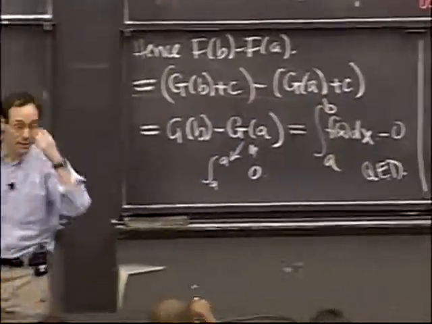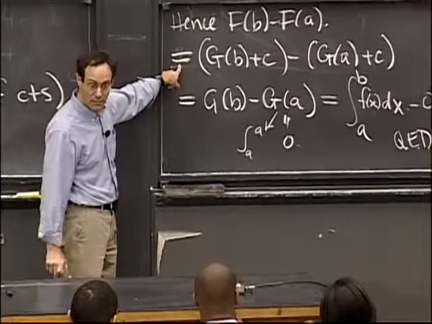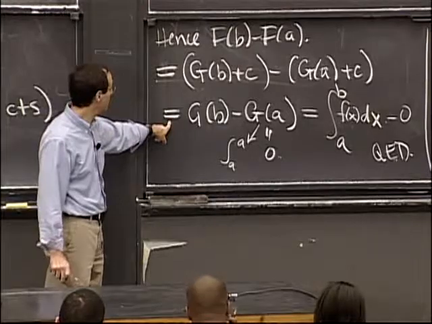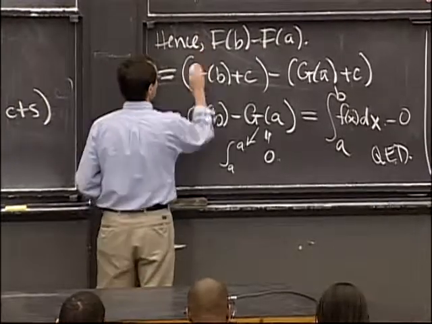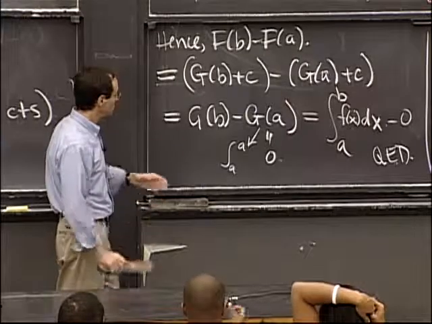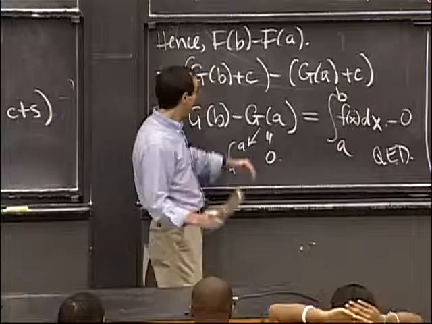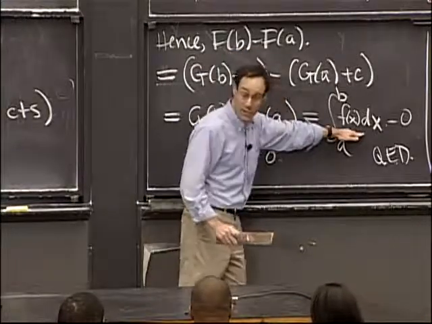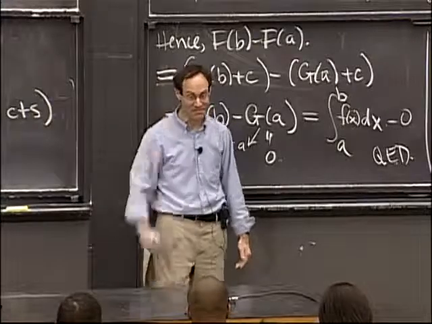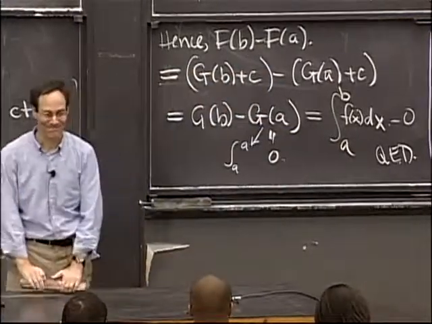Yes? Can you just go from f of b minus f of a to that? This step here? Right. So that was a good question. But the answer is that that's the statement that we're aiming for. That's the fundamental theorem of calculus 1, which we don't know yet. So we're trying to prove it, and that's why we can't assume it.